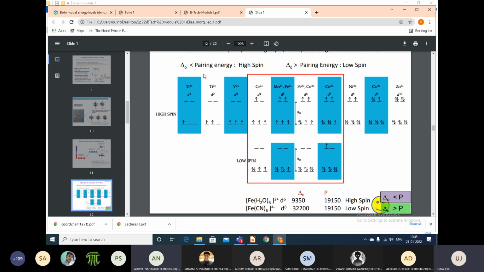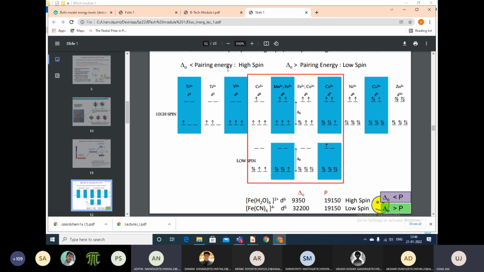So the terms you should understand: what is pairing energy? Pairing energy means the energy required to put two electrons into the same orbital. Unlike the Pauli exclusion principle, wherein we know that they tend to occupy individual orbitals and stay as far apart from each other, they are paired with opposite spin, either +½ or -½, which you depict with arrows: arrow pointing up +½, arrow pointing down -½. So trying to pair them up needs energy, but that would depend upon whether the delta O is more or the pairing energy is more.